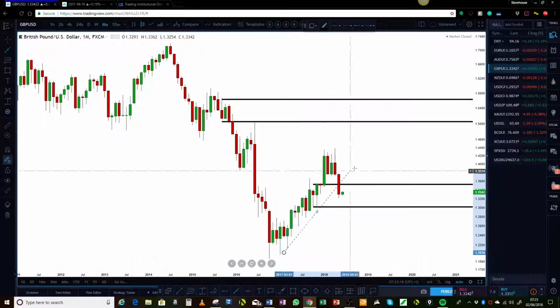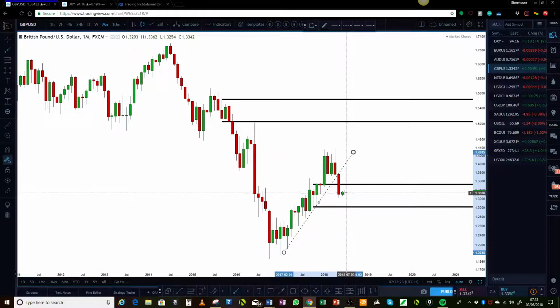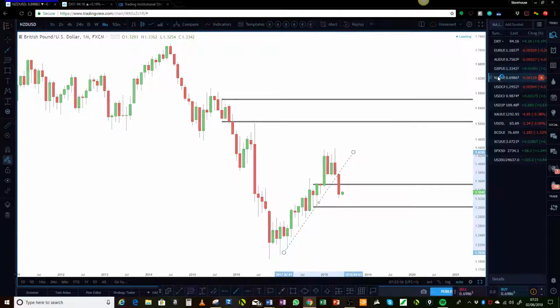So if we draw that line, we find that if we close this month of June outside of the line, we may find that the sellers will try to sell if and when prices rally up into this area. So keep that in mind as you're looking at the pound pairs going forward.